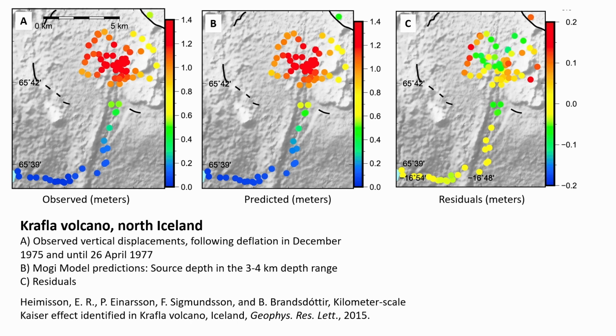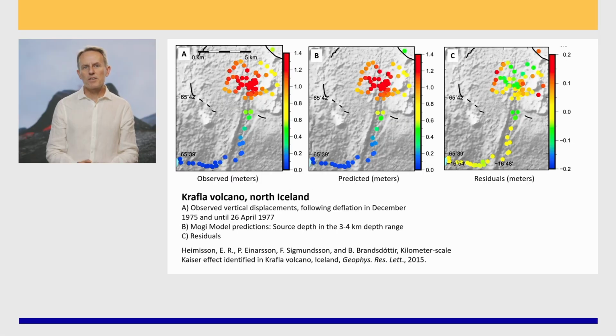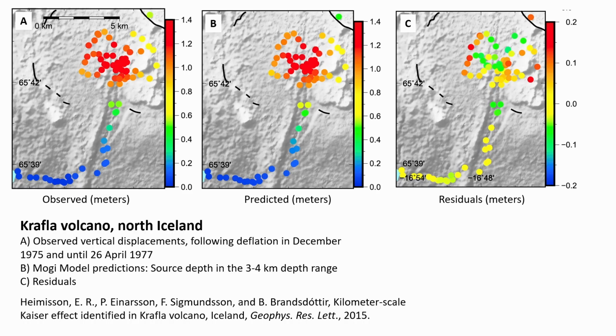We see that the resemblance between panels A and B is very good, meaning that the model fit is good. This is witnessed in panel C, which shows the difference between the observed and predicted values that we refer to as residuals. The residuals are mostly in the range of plus minus few centimeters or few percent of the observed values, confirming that the fit is good. Therefore, we can say that a Mogi model fits this dataset well.